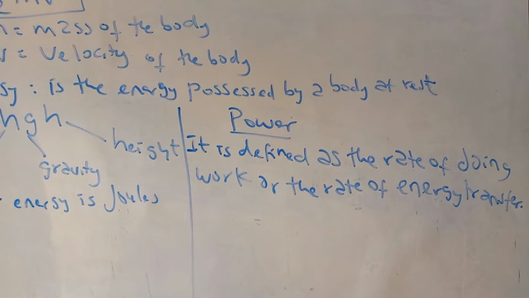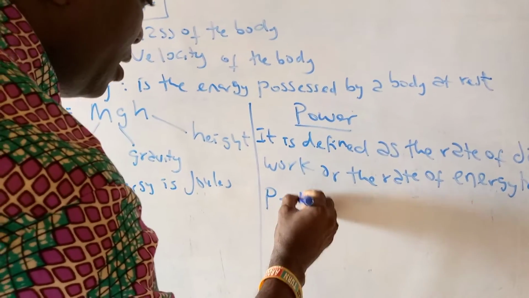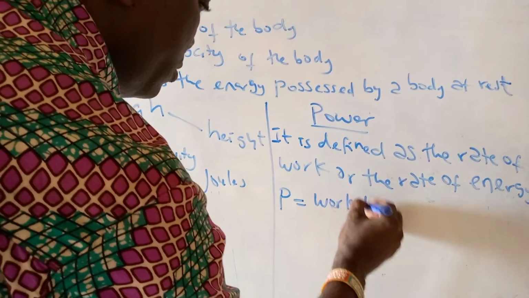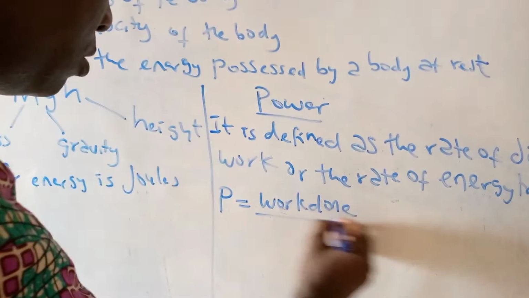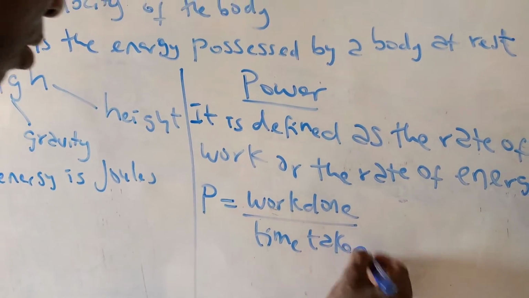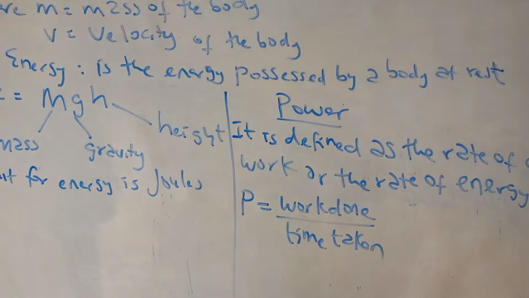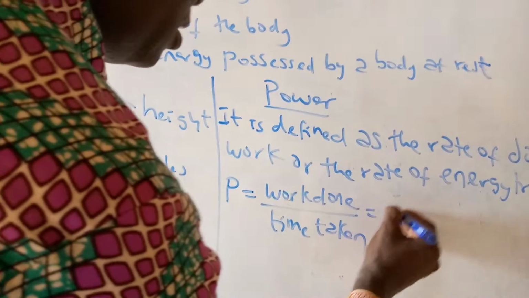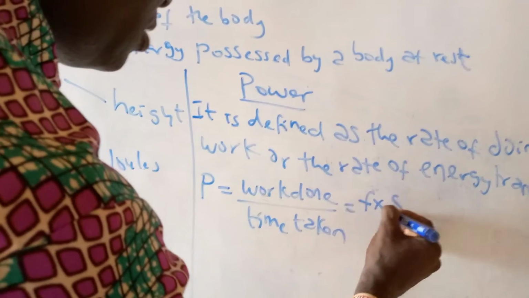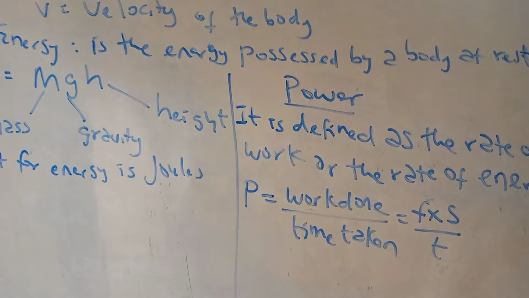So power can be work done over time taken. The formula can look like this: power is work done over time taken. Or it can also be force times distance over time taken, because we know work is force times distance.